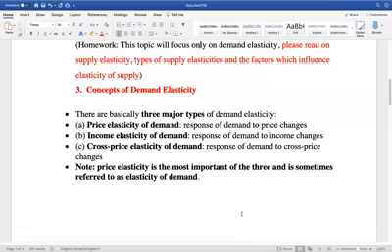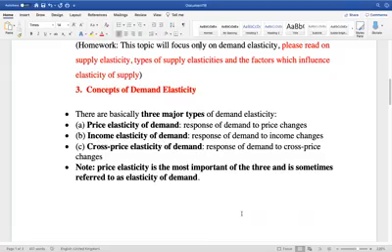The third one is cross price elasticity of demand. This is the response of demand to cross price changes. I'll explain further when we look at cross price elasticity later on, but just to give you a heads up, this is about how the demand of a certain commodity, let's say the demand for bread, is going to respond following a change in the price of butter, which is across different commodities. So that's why we're calling it cross price elasticity.